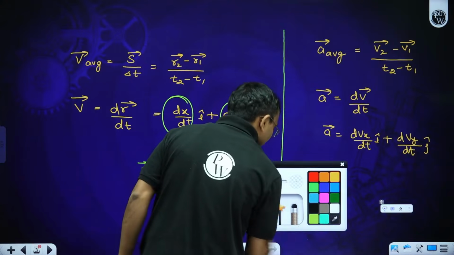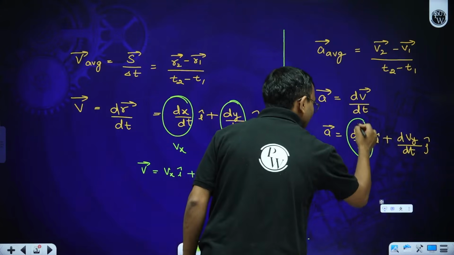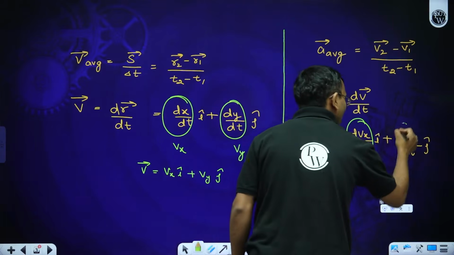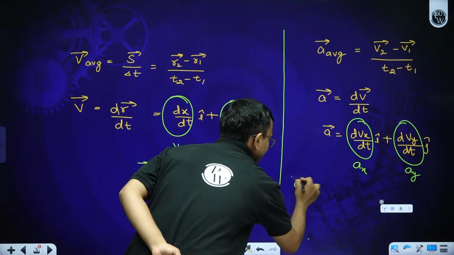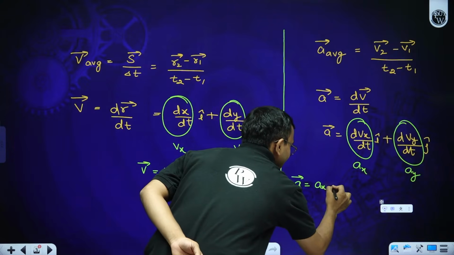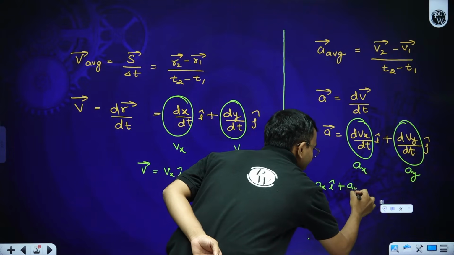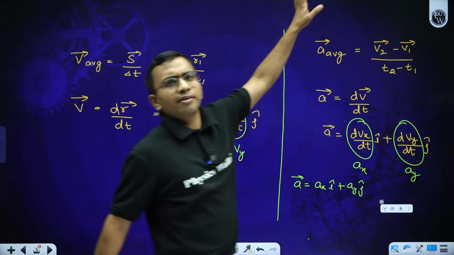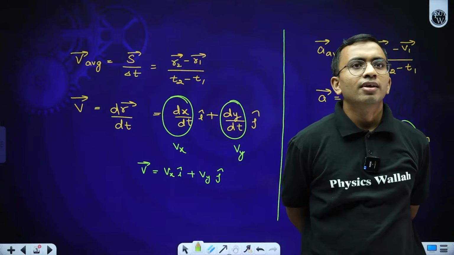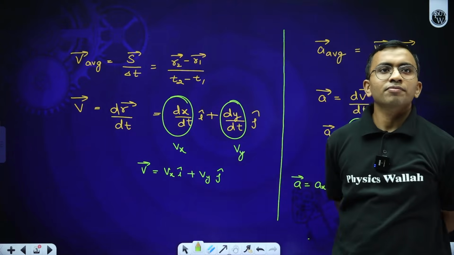This is your x component of acceleration, ax. This is your y component of acceleration, ay. So a is coming as ax i cap plus ay j cap, like this. If z is also there, similarly consider z.